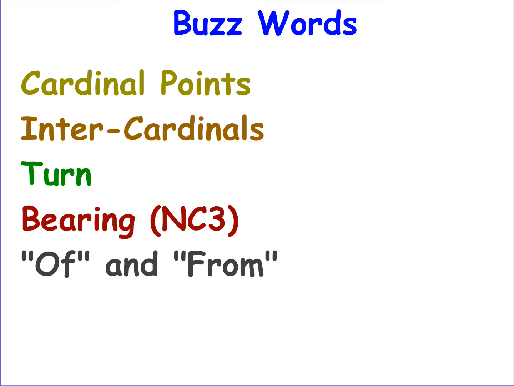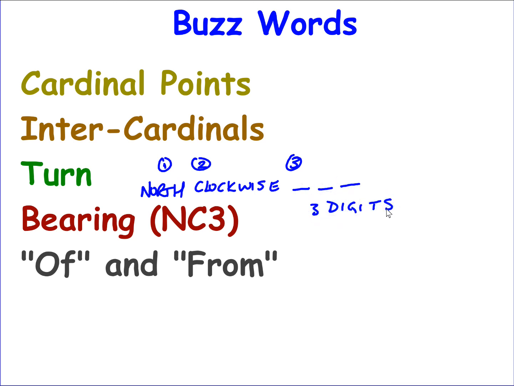We know how to give and receive bearings by using the position relative to north, so our three rules. 1, it has to be relative to north. 2, you have to go round clockwise. And 3, you need 3 digits for a bearing. And then finally, the expressions of or from. Of is the one I'm interested in. From is the one that I measure from.